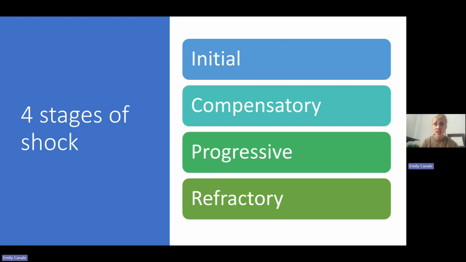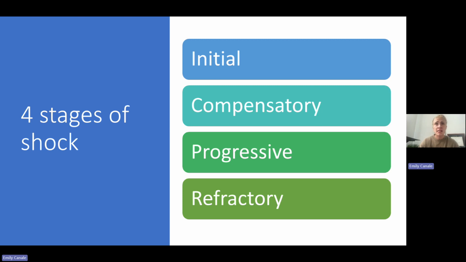So initial stages, again, might be subtle changes that we see, but we're getting that decreased oxygen starting. So I'm thinking maybe they're seeing a change in their level of consciousness. Once they move through that, which they probably will, into that compensatory stage, now we're going to see them being more restless. Maybe now they're confused. Their heart rate is elevated. They're breathing fast. They're in respiratory alkalosis. Their urine output is decreasing.